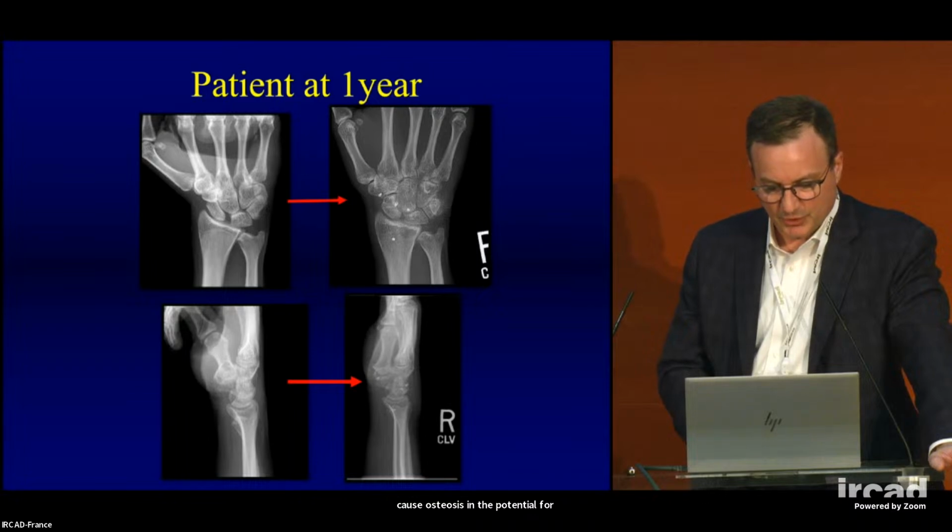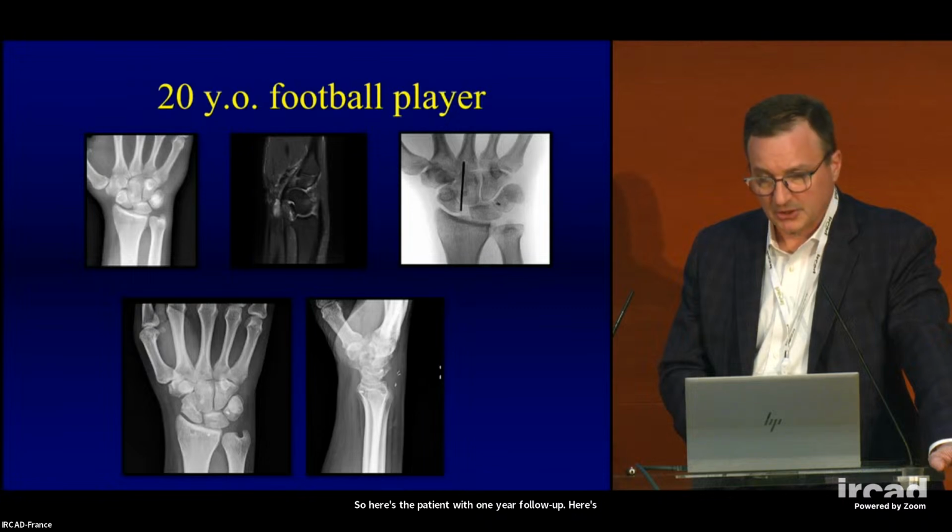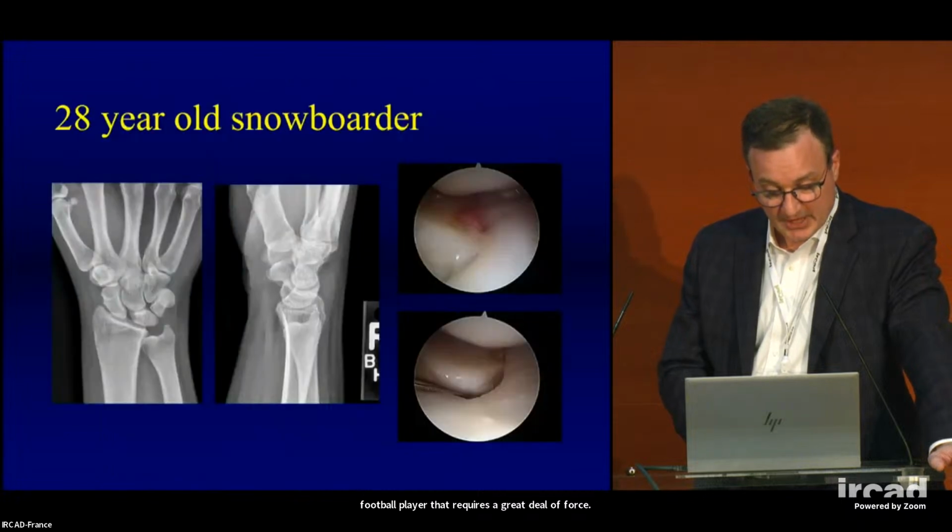So here's the patient with 1-year follow-up. Here's another patient, an American football player, a collegiate football player that requires a great deal of force. He bench presses over 300 pounds, and we used the ANAFAB procedure on this patient as well.